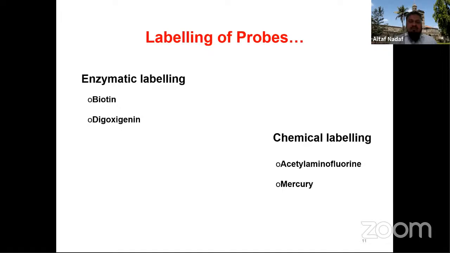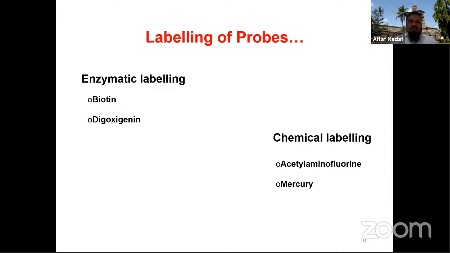So this is why we could identify that student, because that student has been labeled differently, right? In a similar way, we can also label the probe so that we can find out where our probe has gone and to which region of the DNA it has bound. Okay, so in labeling processes, again there are two ways.